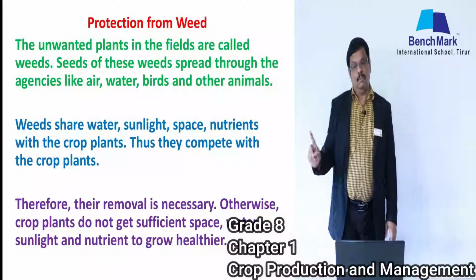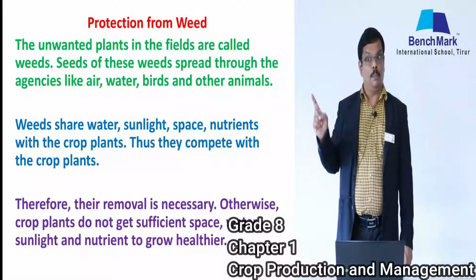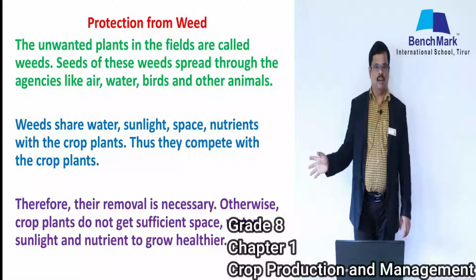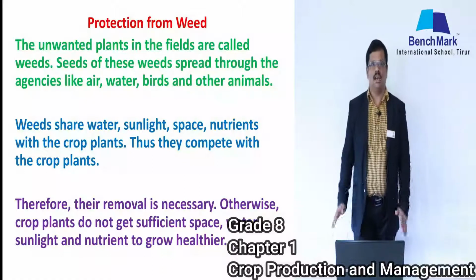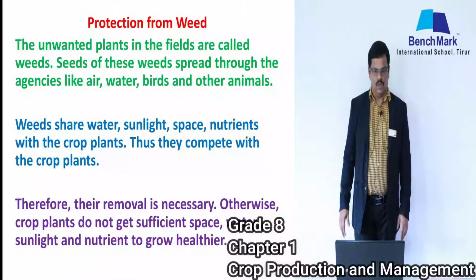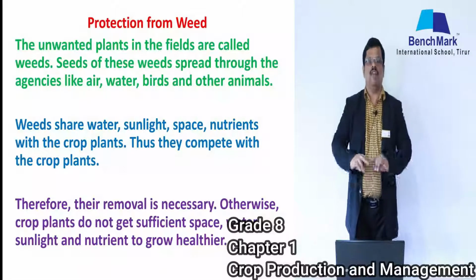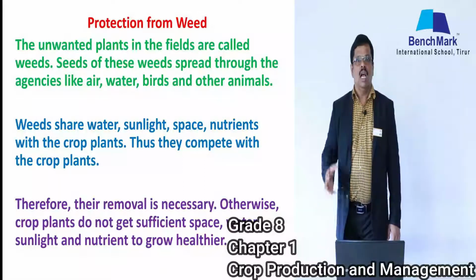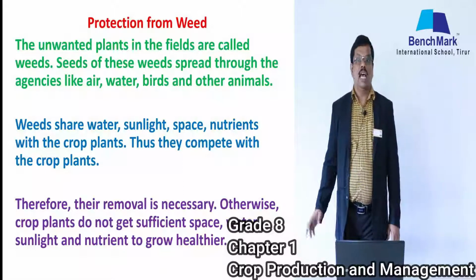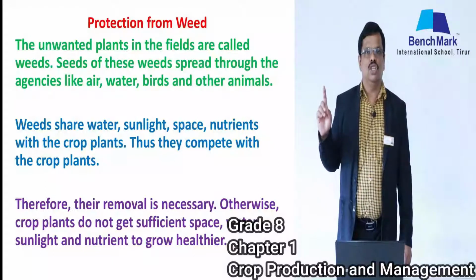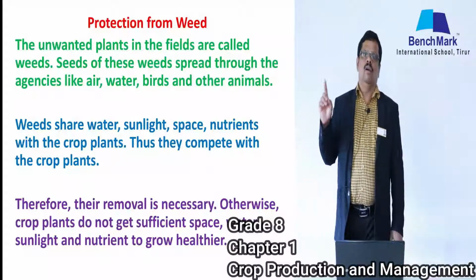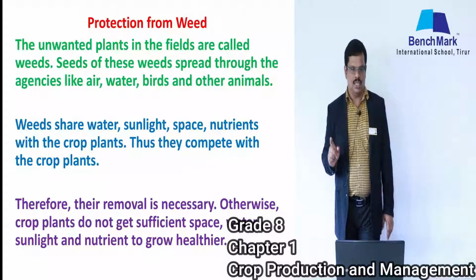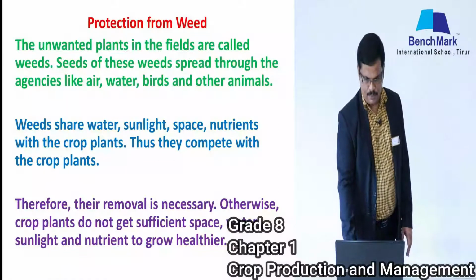It is one of the most important practices, the fifth practice, that is protection from weeds. We have to remove it. Otherwise, it will take the space of the plant where the crop has to grow. It will consume the water, sunlight, nutrient, everything. It won't allow the crop to be healthy. It will consume the maximum nutrient and the farmer won't get the expected yield that the farmer was planning in the beginning. So this fifth practice is very important.